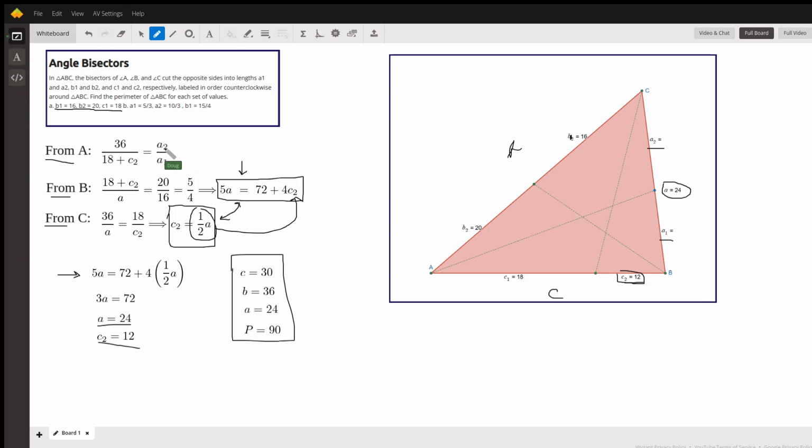If you had to find A sub 1 and A sub 2, we would then involve this equation right here. You could substitute 12 for C sub 2 and get 36 over 30 equals A sub 2 over A sub 1. And you also know that A sub 1 plus A sub 2 is equal to 24. So there you go. You've got two equations, two unknowns. You could solve by the substitution method or addition elimination if you wanted to.